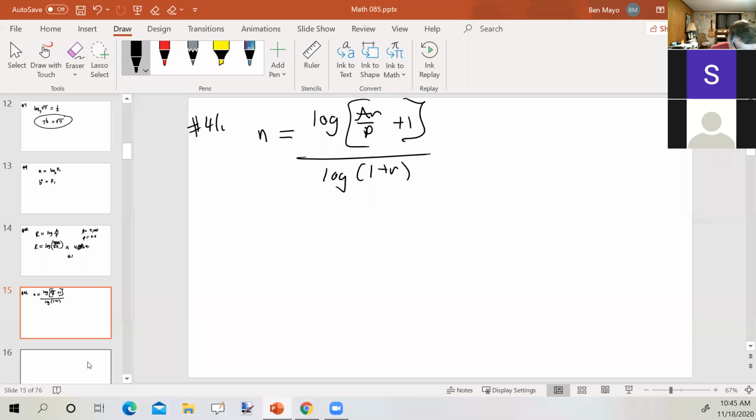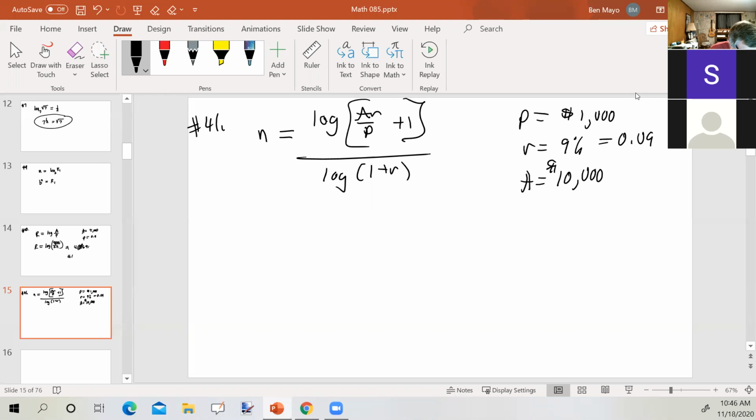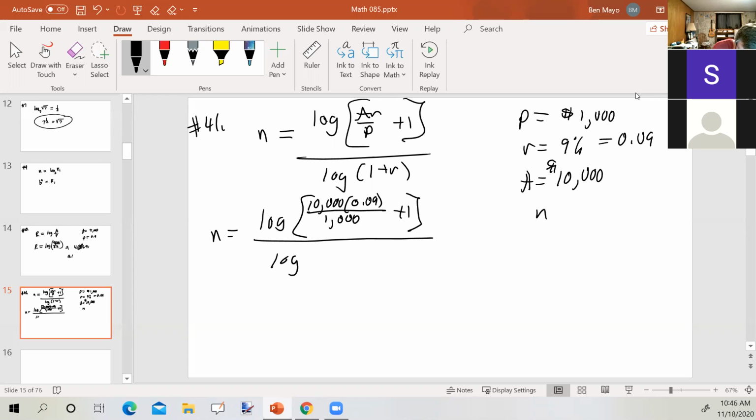And we're told that P is again $1,000. R is 9% or 0.09. And A, the final amount, is $10,000. And we are to find N. Okay, so N would be the log of, let's see, 10,000 times 0.09 all over 1,000 plus 1 all over the log of 1 plus 0.09.